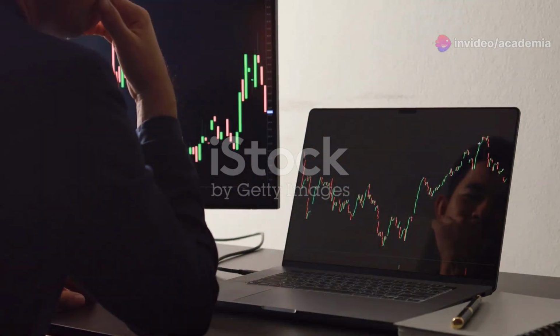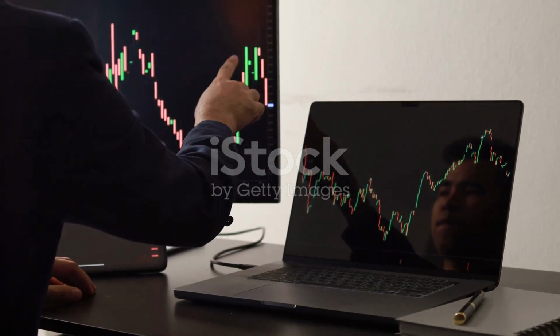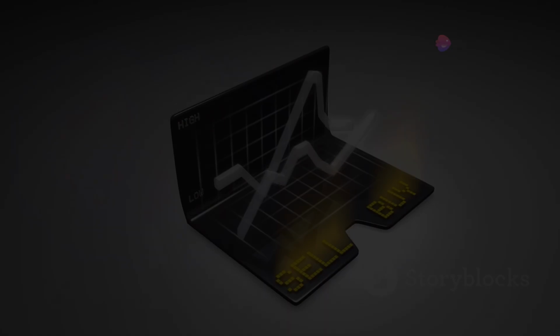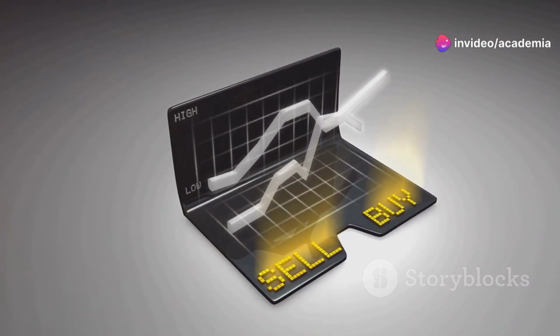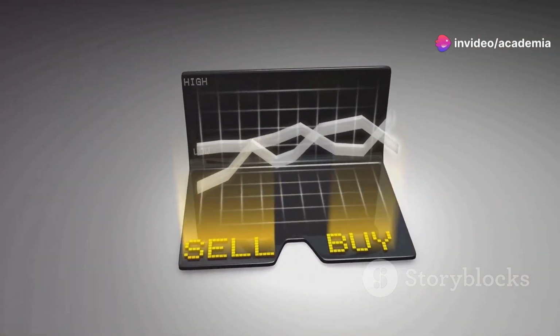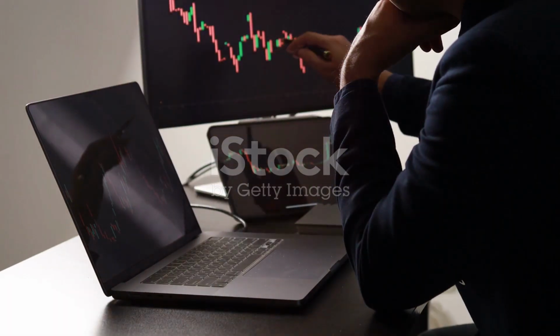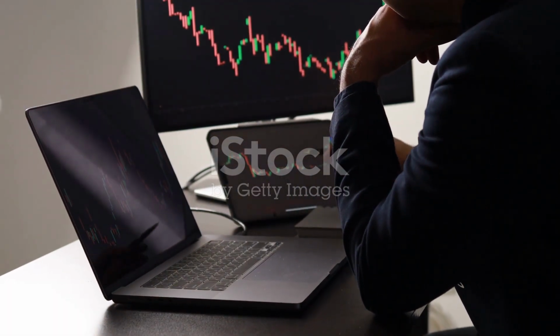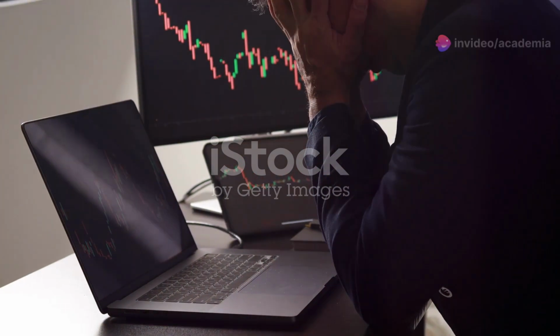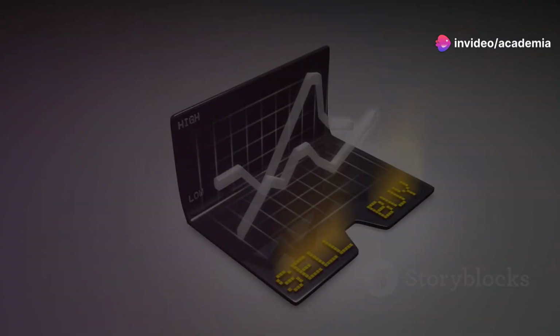The butterfly spread is a more advanced options strategy that involves 3 strike prices. It can be constructed using all calls, all puts, or a combination of both. The strategy profits from low volatility and is best used when the trader expects the underlying asset to remain relatively stable. To execute a butterfly spread with calls, you would buy 1 call option at a lower strike price, sell 2 call options at a middle strike price, and buy 1 call option at a higher strike price.